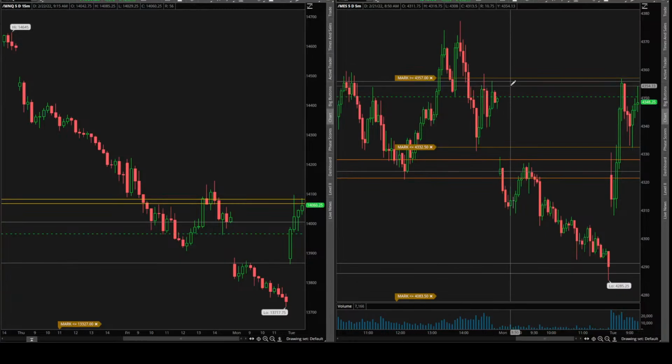Pretty good rejection off of that 55 level, 54. It could be the retest. Let's see. We've got to ask ourselves too, what's the market trying to do, and is it doing a good job? That's always the question that needs to be at the forefront of our minds.